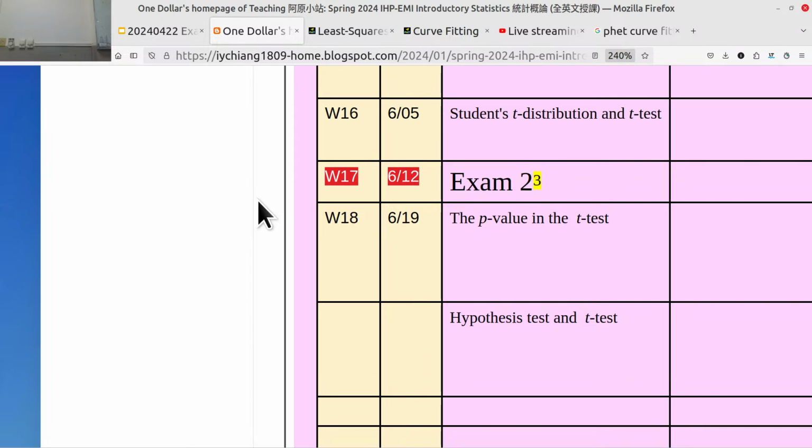Okay, the same rules. You can use any kind of materials during the exam. But I believe the questions may be different from the final exam.